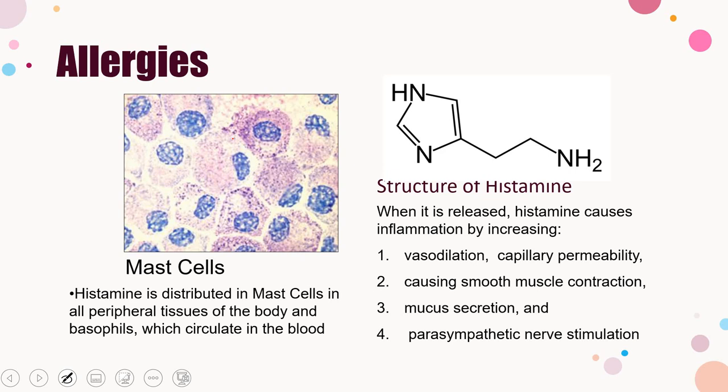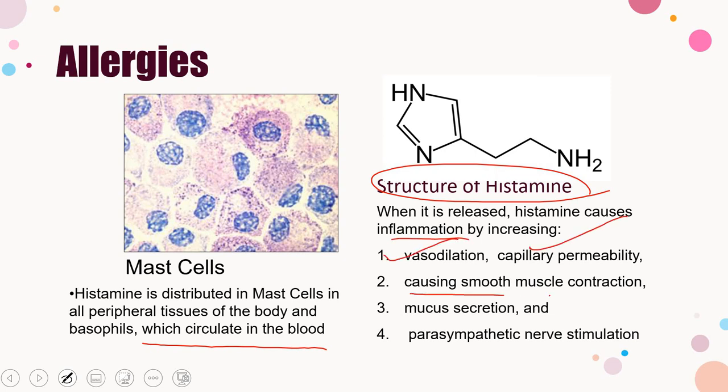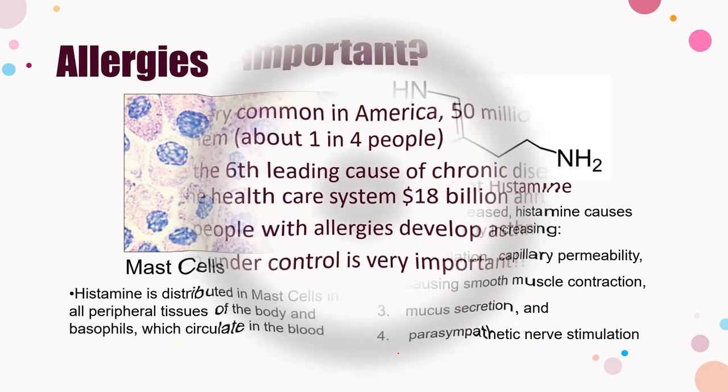In the mast cells, histamine is distributed throughout the cells, and it is present in the peripheral tissue of the body and in basophils, which circulate in the blood, as I reported in the previous slides. Remember the physiological role of histamine, just to recall: histamine causes inflammation by increasing vasodilation and capillary permeability, causing bronchial smooth muscle contraction, especially constriction, and increased mucus secretion. This is typical parasympathomimetic activity, with parasympathetic nerve stimulation, and this can create problems for your patient.